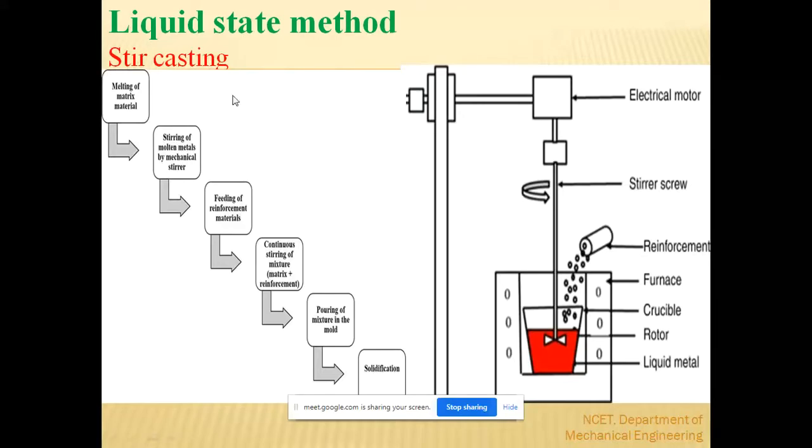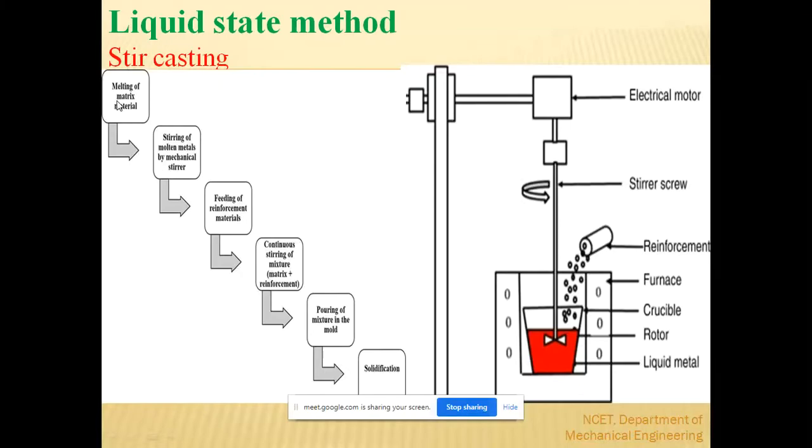Now you can see here the stir casting. The name itself is telling that stirring is nothing but mixing, a kind of mixing. See, generally it consists of these levels of processes, right? And this was the actual figure where exactly the stir casting takes place. Now first we are going to discuss what are the steps involved in stir casting, right?